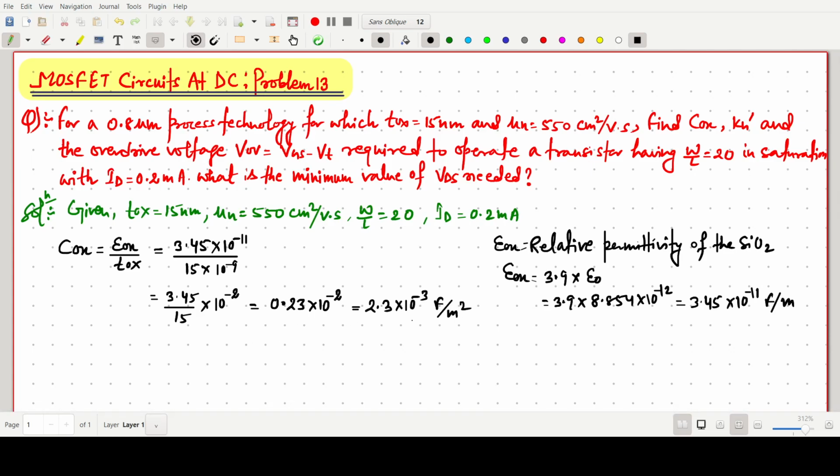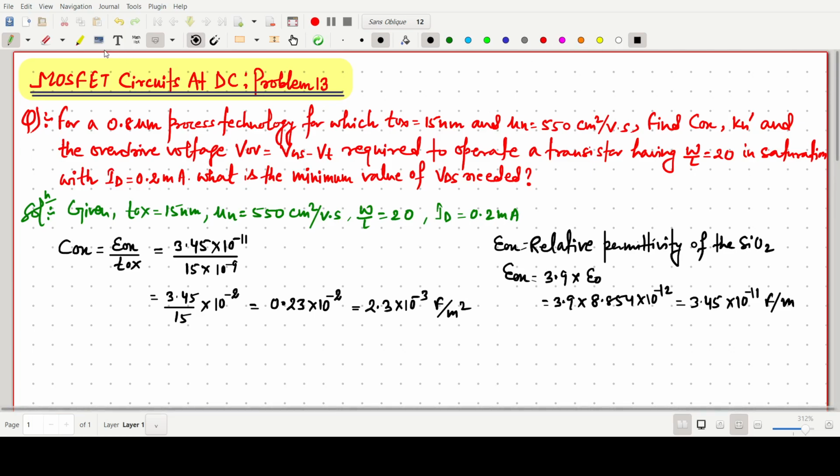Okay, so if we solve, this one will be the oxide capacitance. So the first portion, this one is our oxide capacitance that we have to find. So first we have calculated oxide capacitance, then after we have to find out the value of K'n. K'n is nothing but simply a process transconductance parameter. So this value K'n is simply mu n Cox, electron mobility into oxide capacitance.